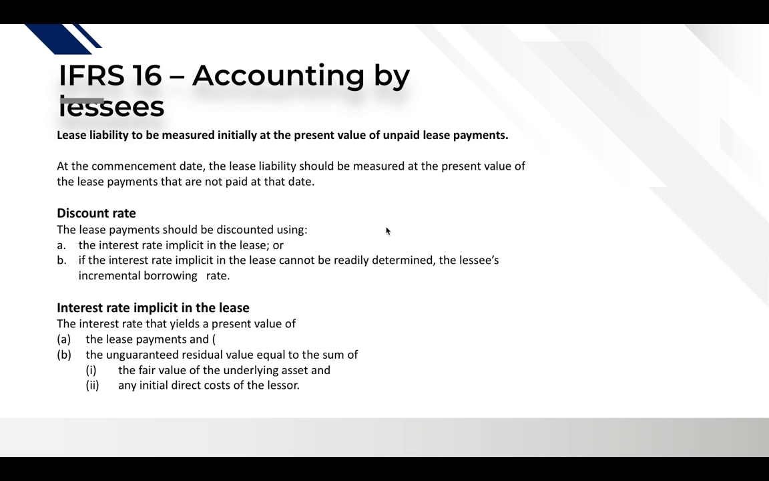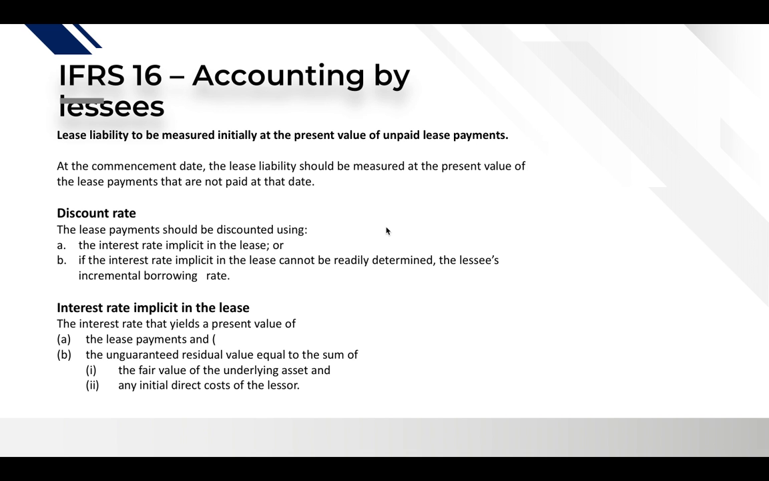The lease payments should be discounted using either the interest rate implicit in the lease, or if the implicit interest rate cannot be determined readily, then the lessee's incremental borrowing rate. In practice, I've seen people use the incremental borrowing rate more rather than the implicit rate, because the standard says the interest rate implicit in the lease is the rate that yields the present value of lease payments and unguaranteed residual value equal to the sum of the fair value of the underlying asset and any initial direct costs of the lessor.